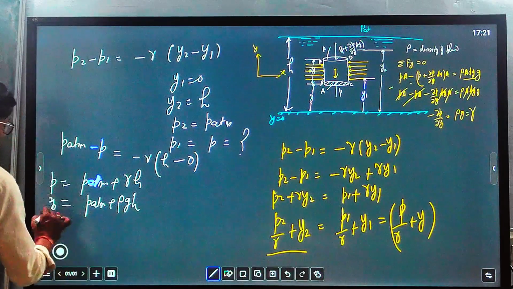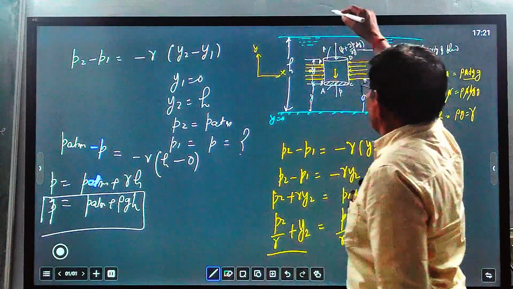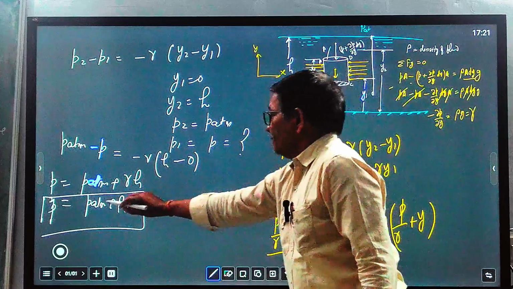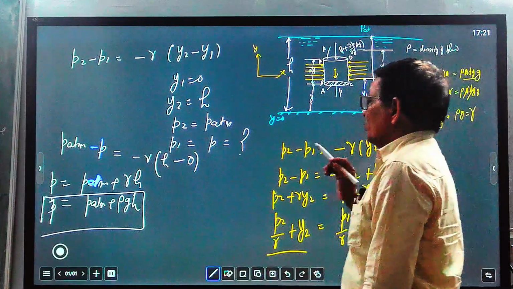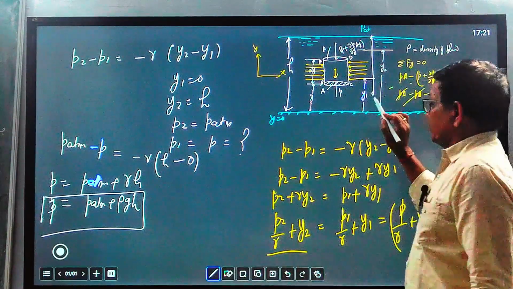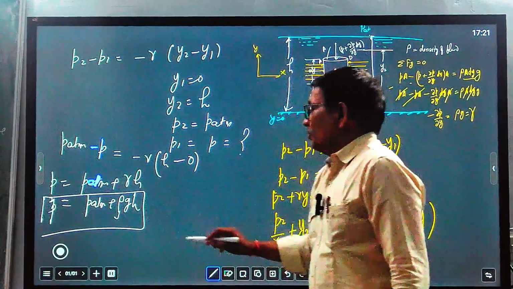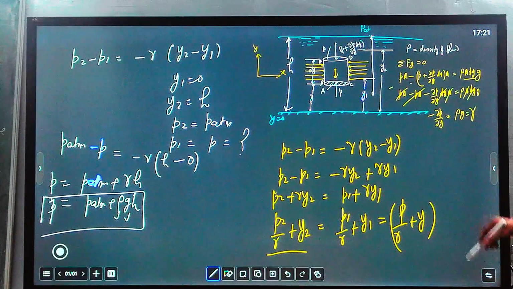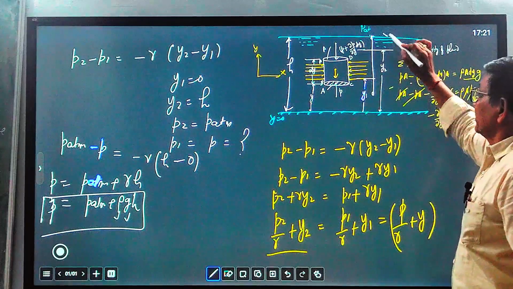This is the required equation. If you are measuring pressure from the top to any depth, you can use this equation, P equal to P atmospheric plus rho g h. This is the general equation, and everywhere we want to calculate pressure at the bottom. Pressure at the bottom will equal P atmospheric plus rho g h. Here rho is the density of the fluid, g is the gravitational acceleration, h is the height from the free surface, because we are measuring pressure from this side to this side.